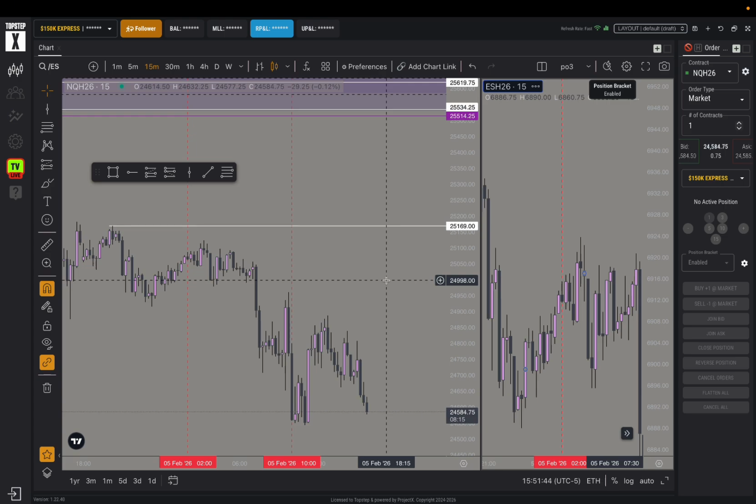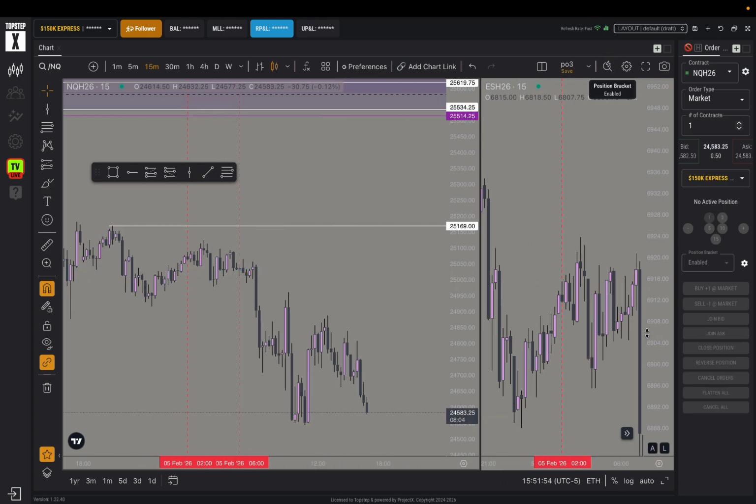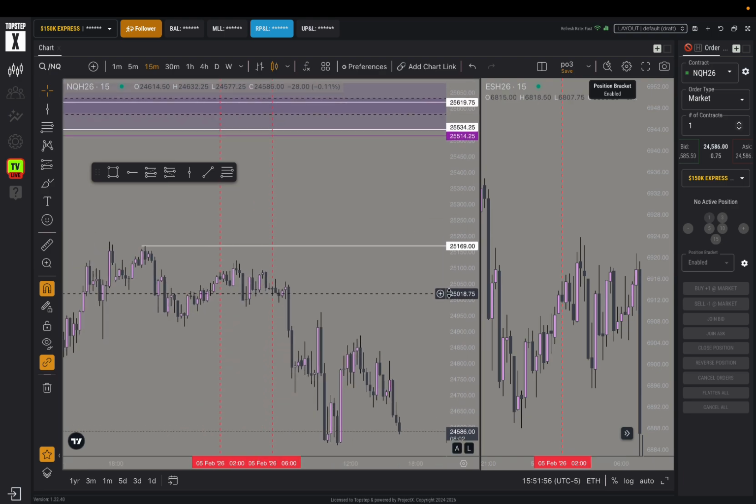It was 3 trades, two at the 2 a.m. candle and one at the 6 a.m. candle right here. So let's get right into it.